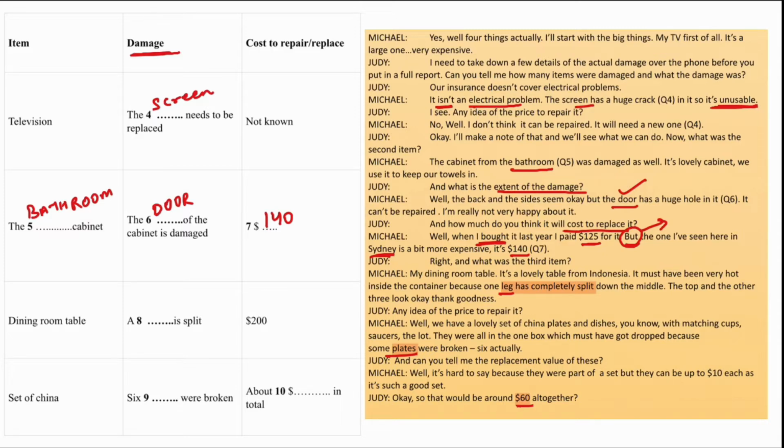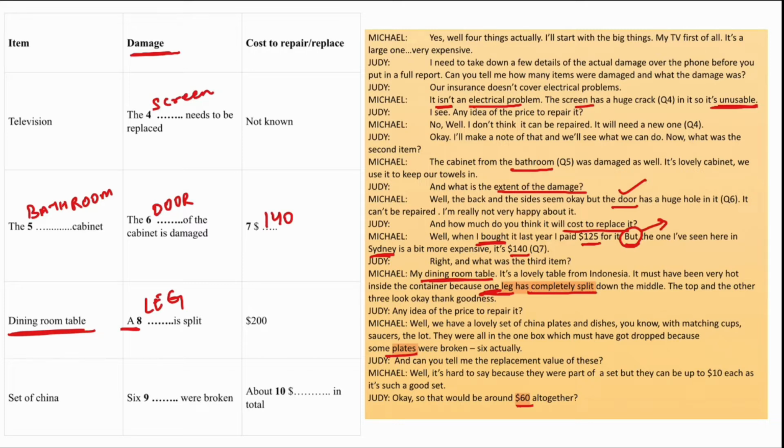Then comes the eighth question. He said his dining room table, which was already written here for the eighth question, and he clearly used the words that one leg has completely split down the middle. So what is the extent of the damage? That the leg of the table is split. Here you will write leg. As it's a one word answer, you will write leg, and you will not write 1 as a number because for that, a is written already. A means 1. So a leg is split, that clearly shows that one leg is split of the dining room table.